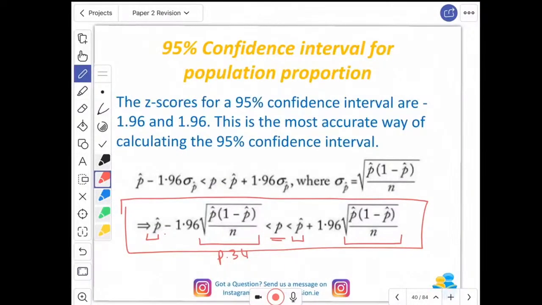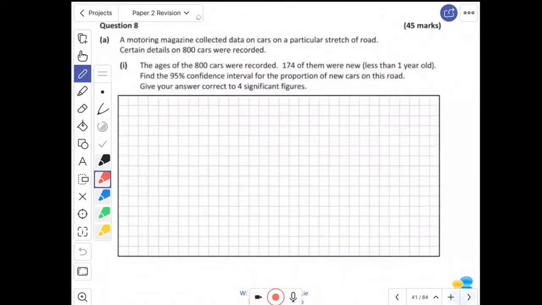So again, you need to learn this off by heart. Let me show you how this comes up in a question then. It says, a motoring magazine collected data on cars on a particular stretch of road. Certain details on 800 cars were recorded. The ages of the 800 cars were recorded. 174 of them were new. Find the 95% confidence interval for the proportion of new cars on this road. Give your answer correct to 4 significant figures.